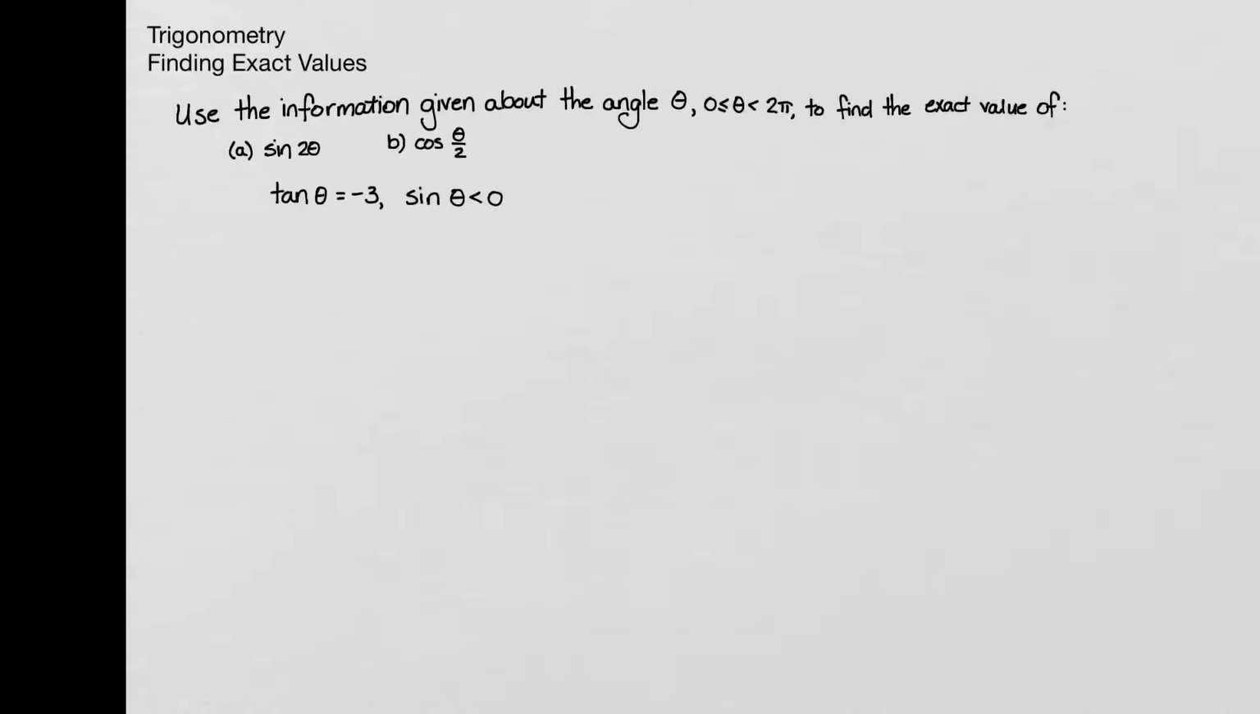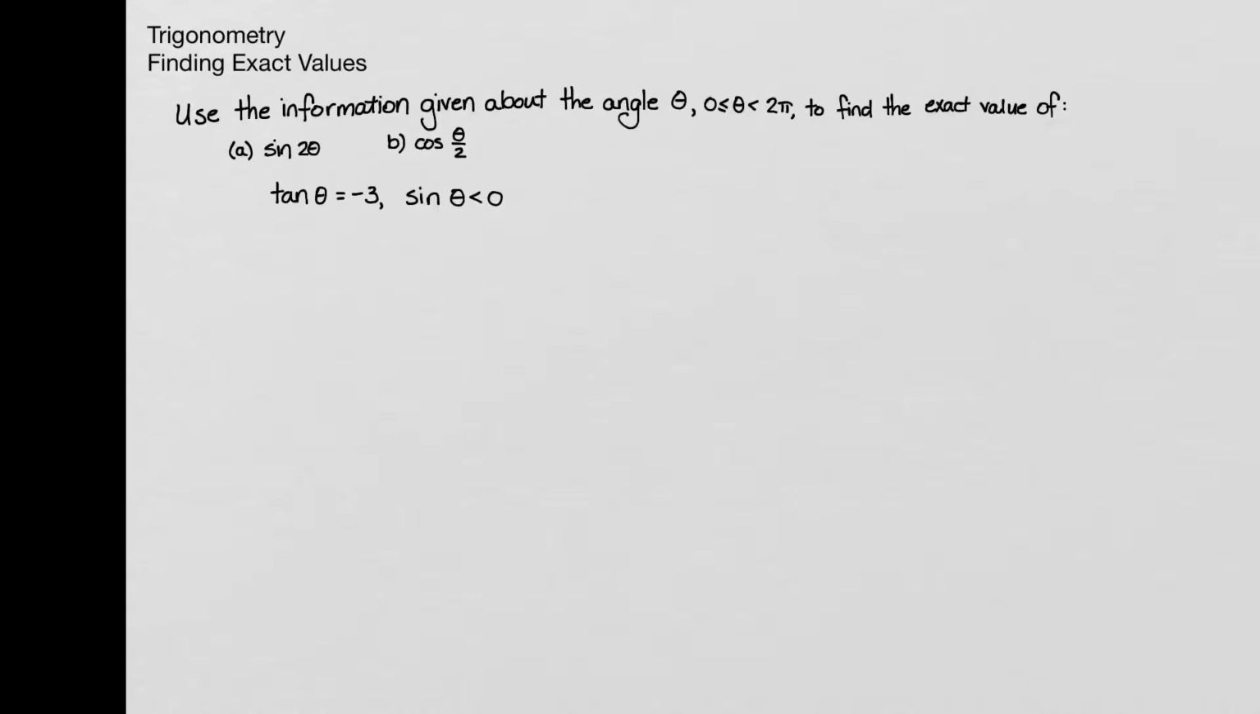In this problem, we want to use the information given about the angle theta, which is that tangent theta equals -3, and that sine of theta is less than 0, to find the exact value of the sine of 2 theta and then the cosine of theta over 2.